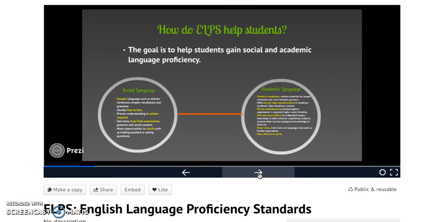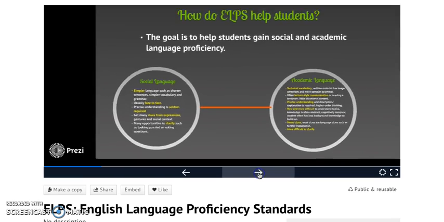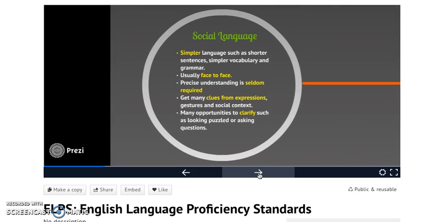So you may be wondering, how do the ELPS help our students? Well, the goal is to help students gain language proficiency in social and academic language. Breaking that up, social language is basically the face-to-face or conversational language that students use when they're talking to their friends. It's a simpler language. They're using shorter sentences and simple vocabulary.